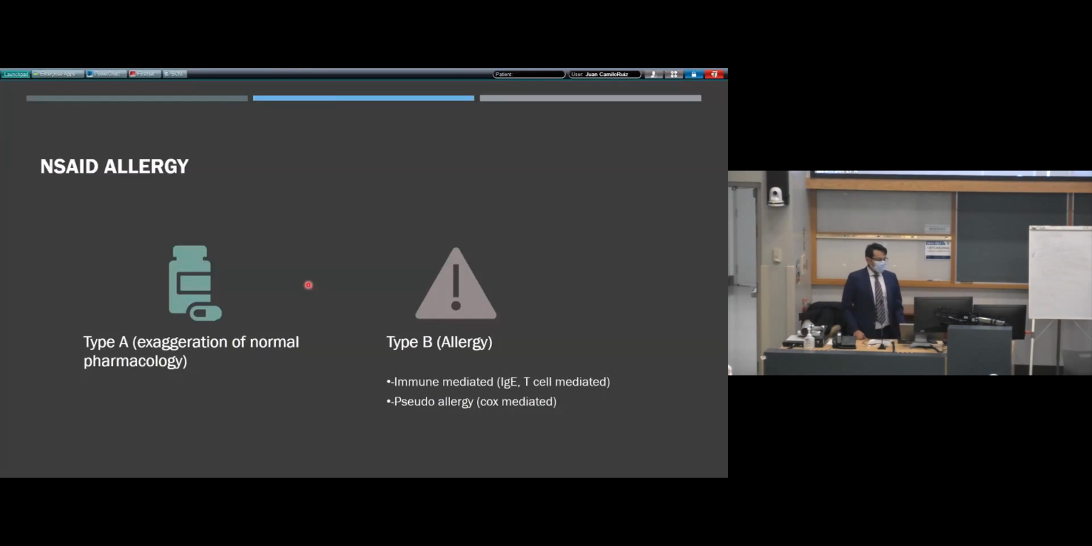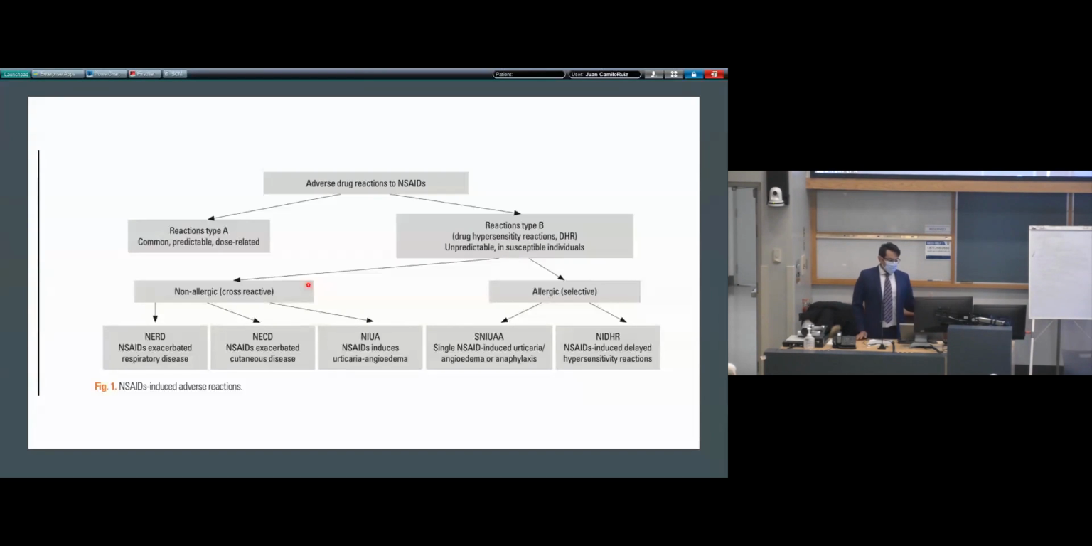So just to review, there's two types of reactions. You can classify between type A, which are exaggeration of normal pharmacology, and then type B, which are allergy, either IgE mediated, T cell mediated, which are immune, or pseudoallergic, which is through COX-1 inhibition. So these are the 5 types of reactions under the type B classification of NSAIDs, and we'll go through some of the other ones just so you get a lay of the land.